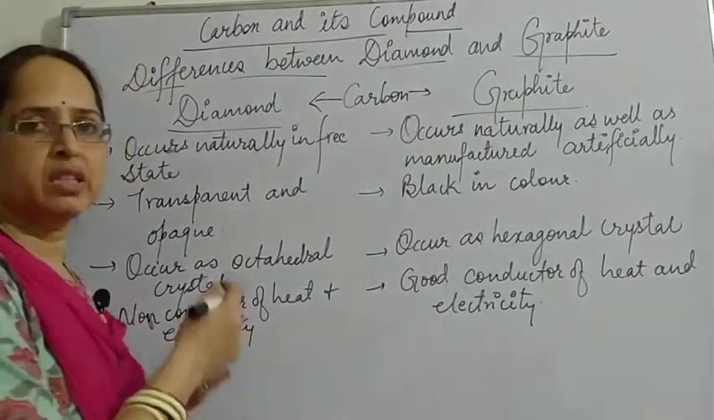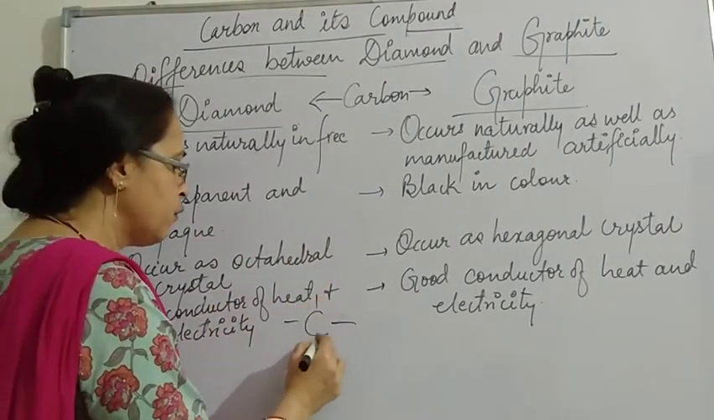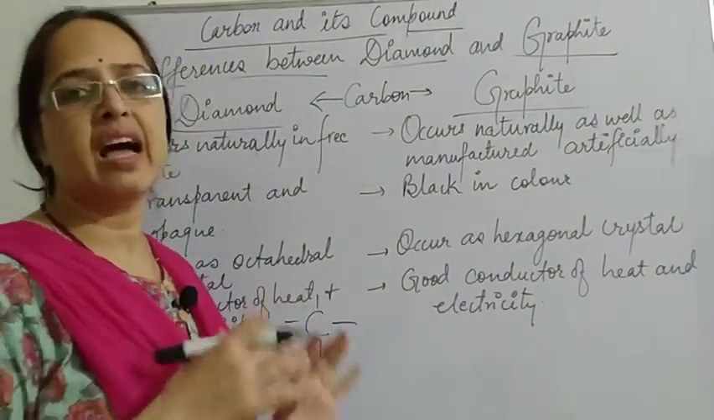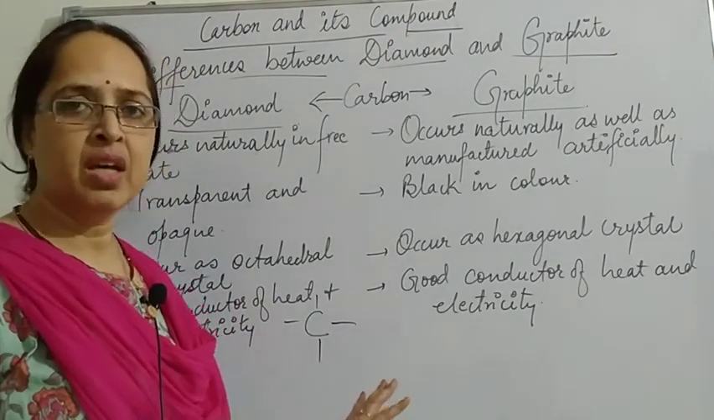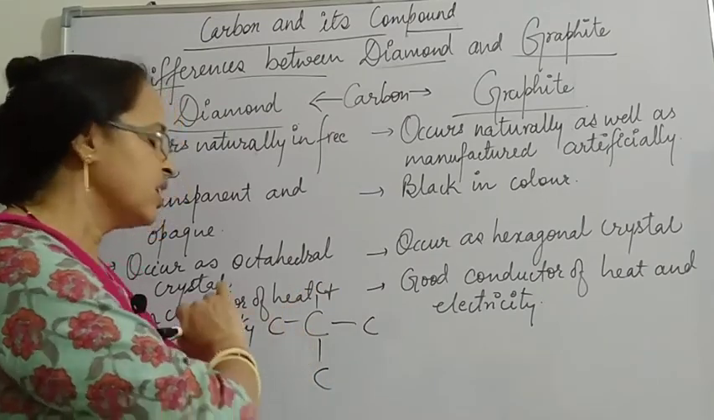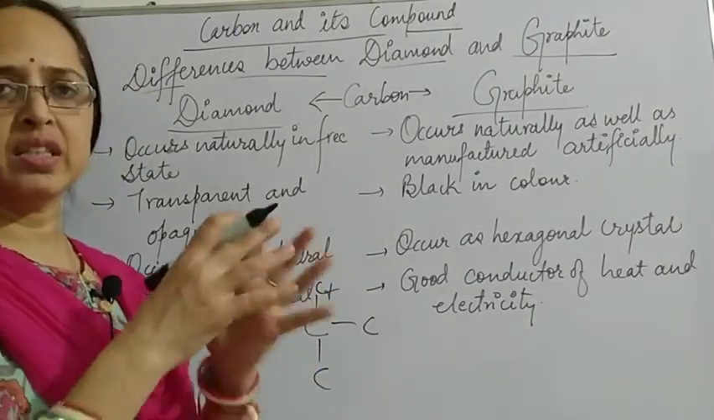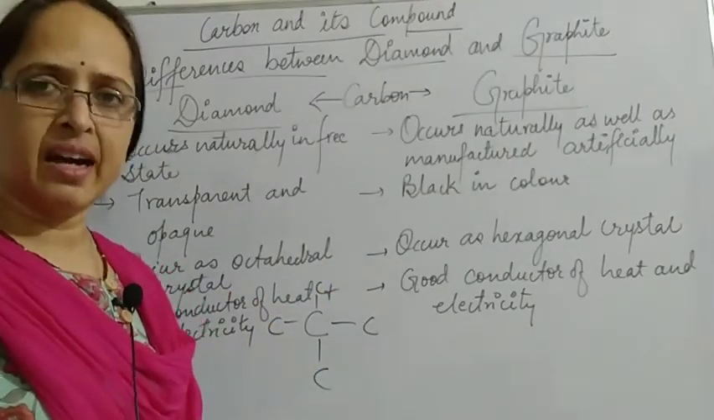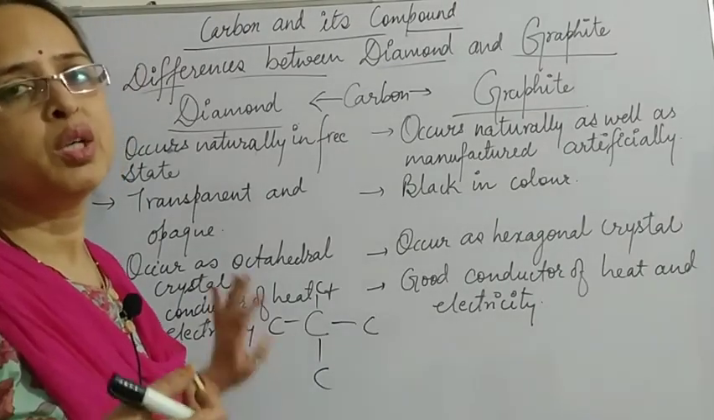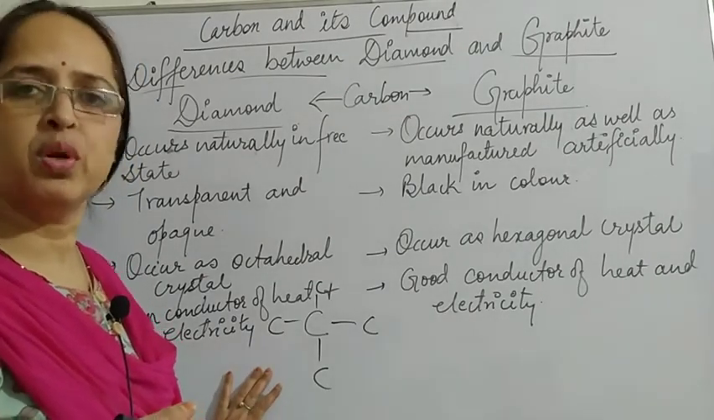When we talk about diamond, in diamond all the 4 electrons of carbon are occupied, or covalently bonded with other carbon atoms. So here one carbon atom is attached with 4 other carbon atoms. In this way all the electrons are occupied covalently with other atoms, and hence there is no free electron. When there is no free electron, that means no conductivity of electricity. That means it is a poor conductor.